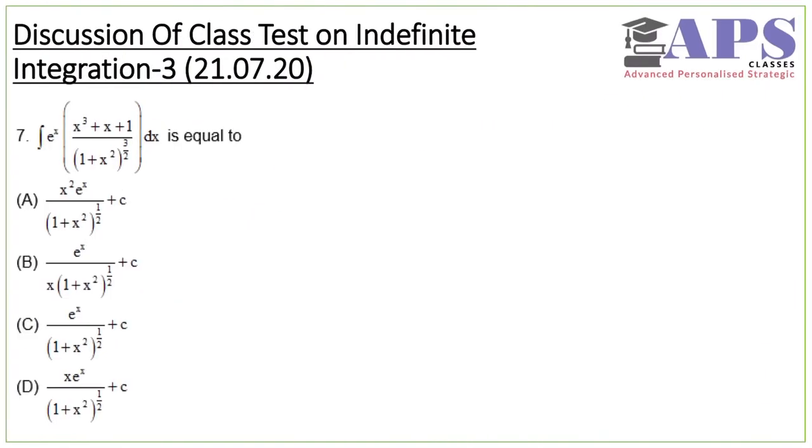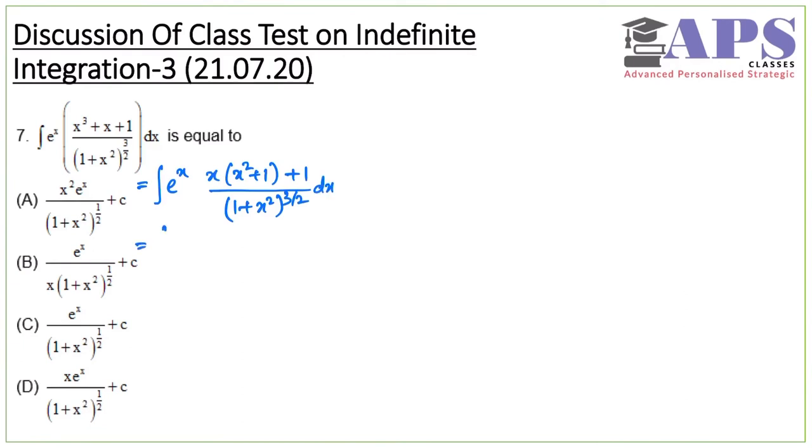In this question, by looking at this, you can see that it is a particular form, e to the power x into (fx plus f dash x). So we just have to get that form and then get the answer directly. So what I will write this as is e to the power x, and from x cube, I can take x common, so I'll get x square plus 1, and then another plus 1, divided by (1 plus x square) whole to the power 3 by 2 dx.